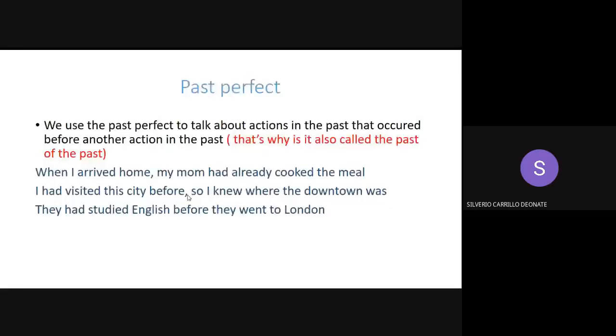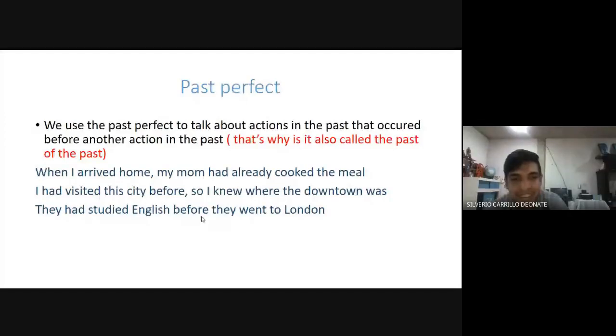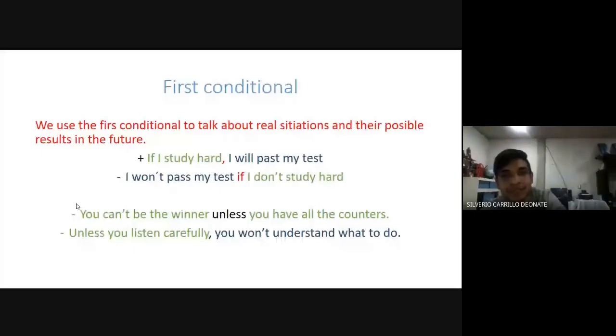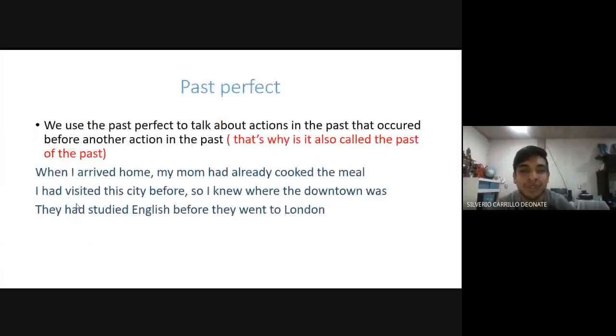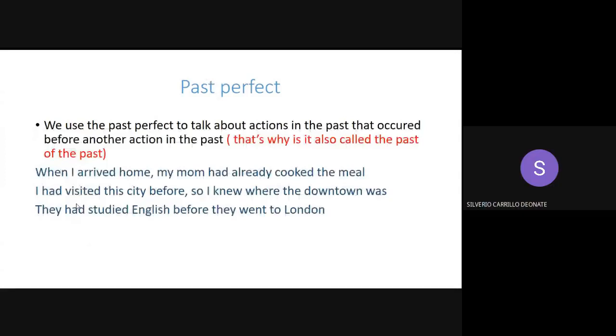I knew the comma as a connector, but then we have a preposition in here. They had studied English before they went to London. In this case, we're going to use a preposition in order to connect the ideas, and then we're not going to use the comma. They had studied English before they went to London, okay?